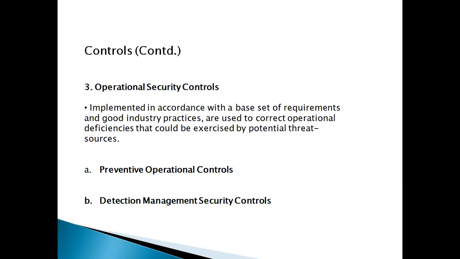And next is detection operational security controls. It provides physical security, for example, use of motion detectors, closed circuit television monitoring, sensors, and alarms, and ensures environmental security, for example, use of smoke and fire detectors, sensors, and alarms.